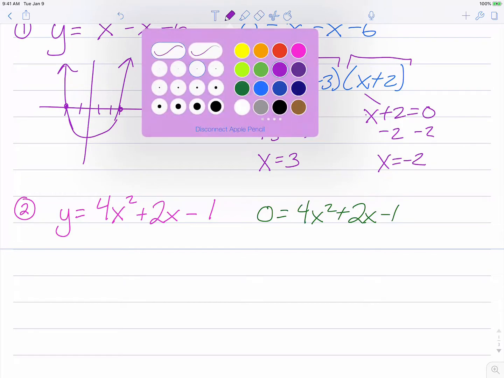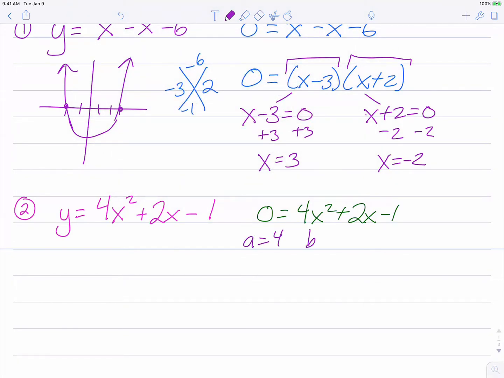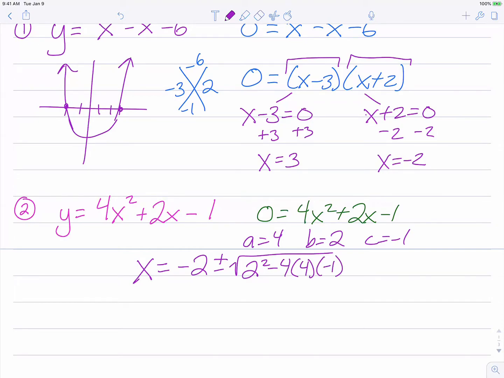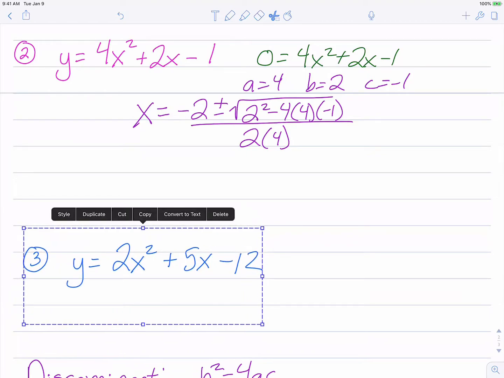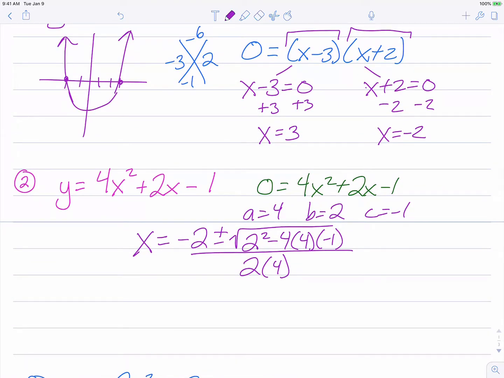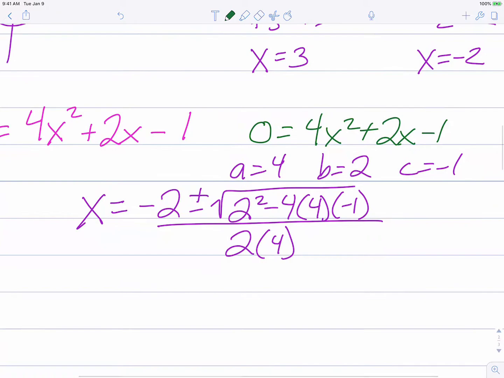In this problem, a equals 4, b equals 2, and c equals negative 1. So if I substitute my values into the quadratic formula, it's negative b plus or minus the square root of b squared minus 4 times a times c, all over 2a. So I put my numbers in where a, b, and c belong. Then we're going to do some simplifying. So we have x equals negative 2 plus or minus.